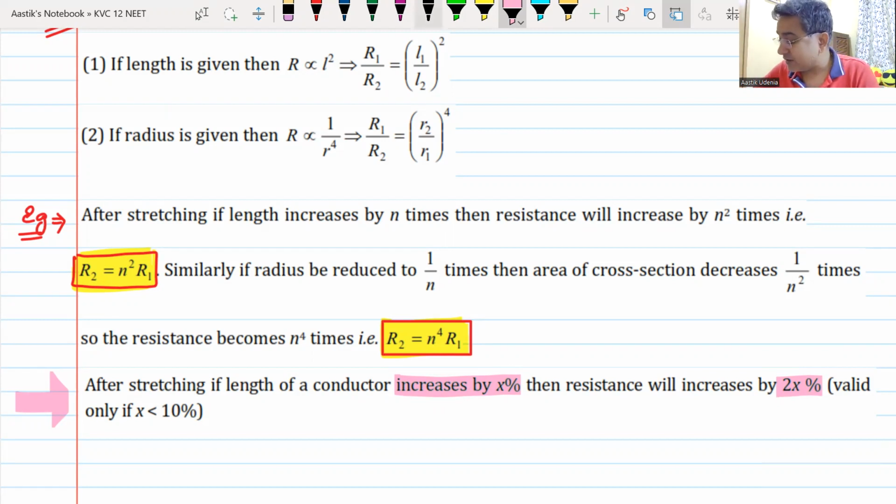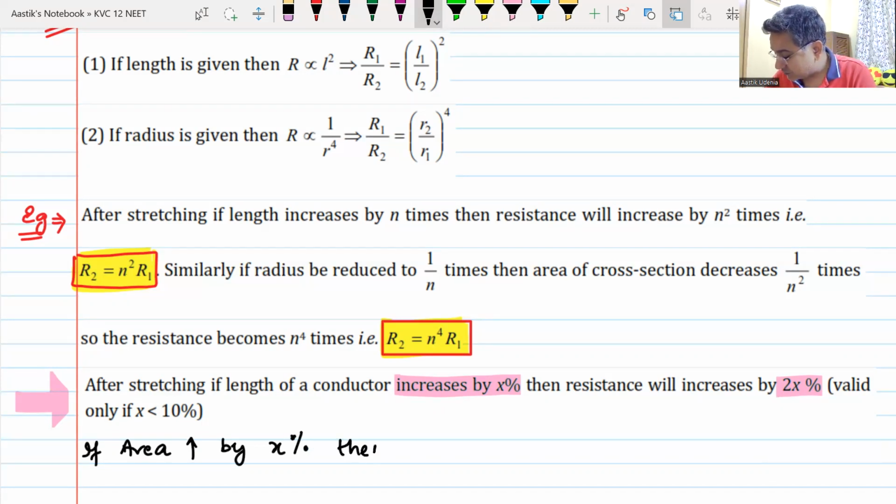Similarly, if area increases by x%, then please first see what I'm doing. Resistance will decrease by 2x%. Please first understand what I am writing, then I will give you time to write. If area increases by x%, resistance will decrease by 2x%.